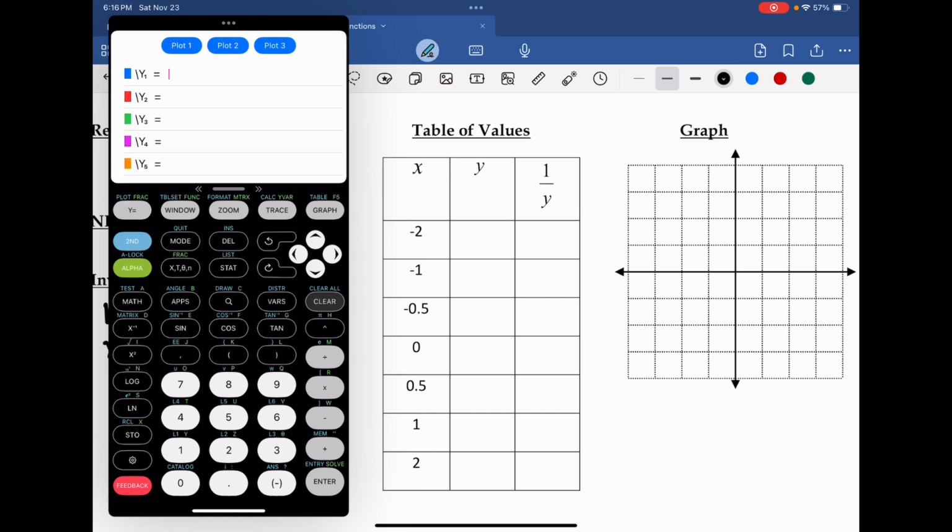We're going to go to our graphing calculator and clear out the 2 that we were given. We're going to put in our new ones, which are x squared plus 1, and then the reciprocal of that, which is 1 over x squared plus 1.